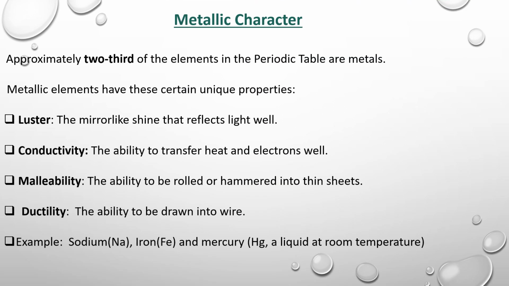Metallic character. Approximately two-thirds of the elements in the periodic table are metals. Metallic elements have certain unique properties. Luster means the mirror-like shine that reflects light well. Conductivity means the ability to transfer heat and electrons well. Malleability means the ability to be rolled or hammered into thin sheets. Ductility means the ability to be drawn into wire. Example: sodium, iron, and mercury.